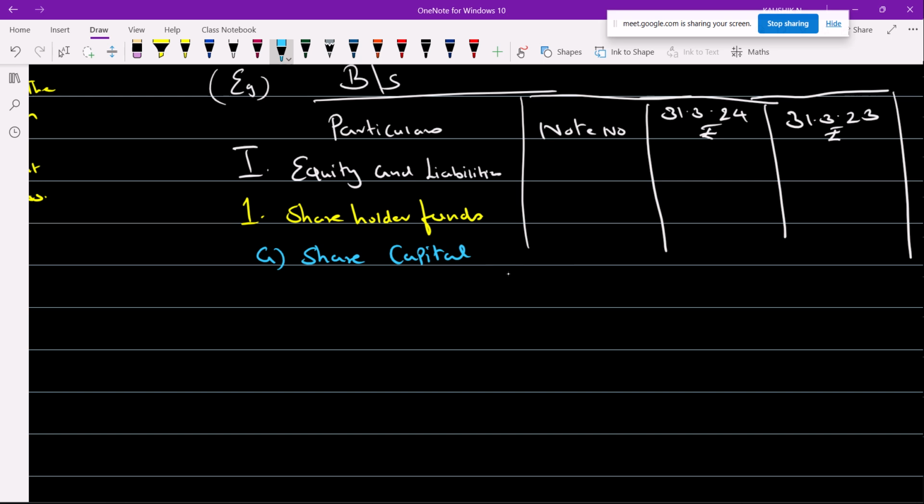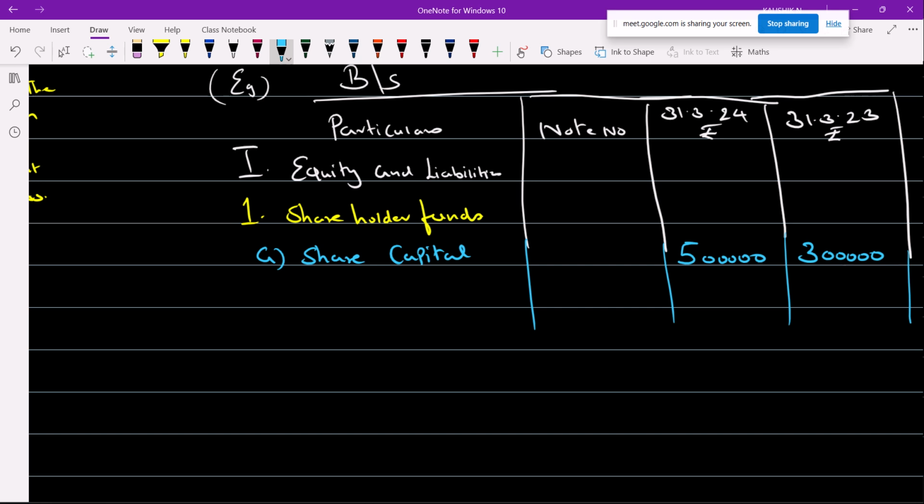Now this share capital will have a value for the current year and the previous year. Say for example, in the current year the value is shown as 5 lakhs. In the previous year the value is shown as 3 lakhs. Now look into it. What has happened? The value of share has increased or decreased in the current year?